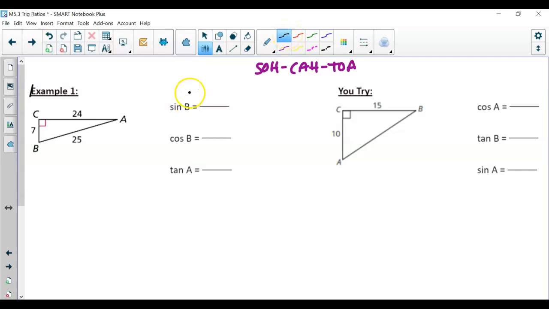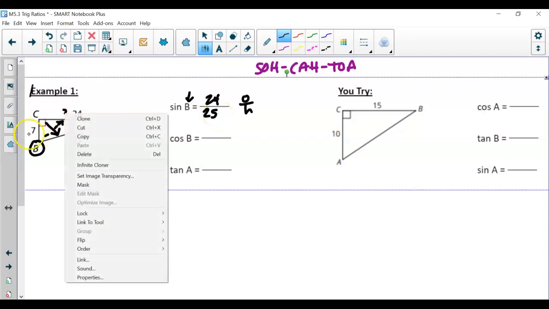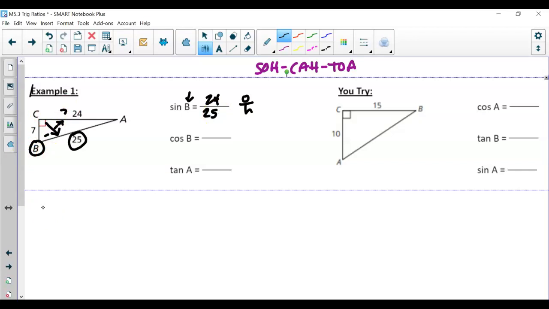So sine of B, our reference angle is B. Sine is opposite to hypotenuse. So what is opposite from B? 24 here. 24 over, what is our hypotenuse? 25. Notice, clear opposite from our 90. So 24 to 25.